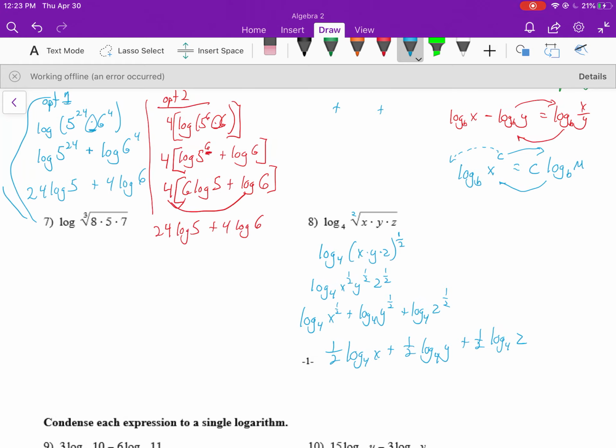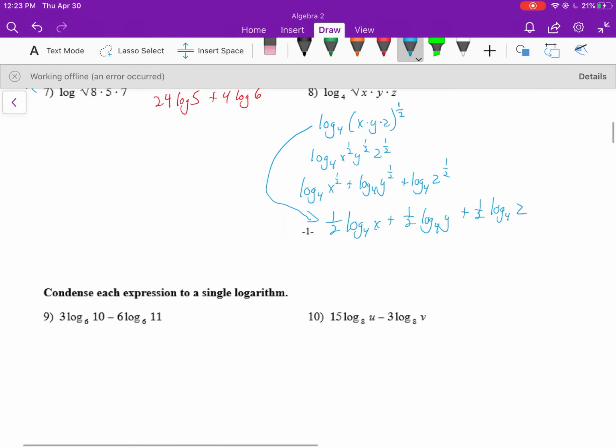Now, my guess is some of you, after doing several problems, are getting quicker at this, and you might be able to jump from this step all the way to the last step, and I'm okay with that, but just realize you won't necessarily get partial credit if you mess something up in there.